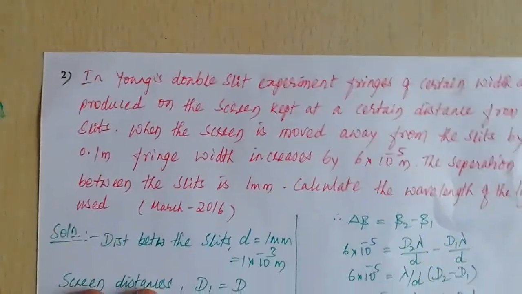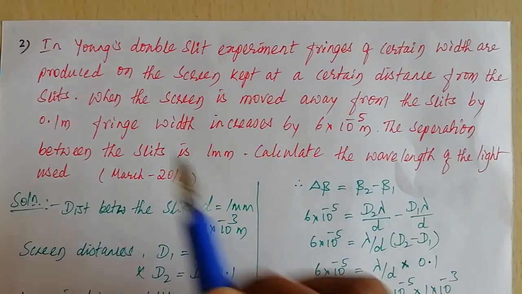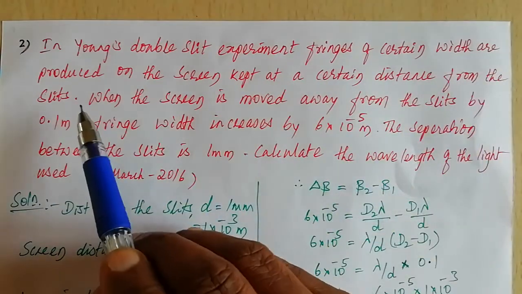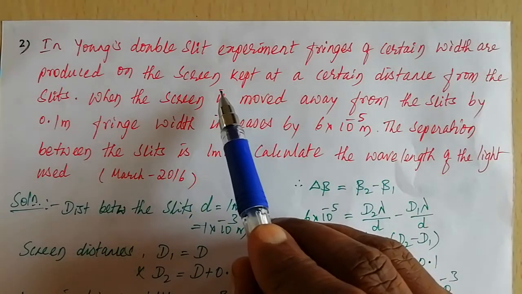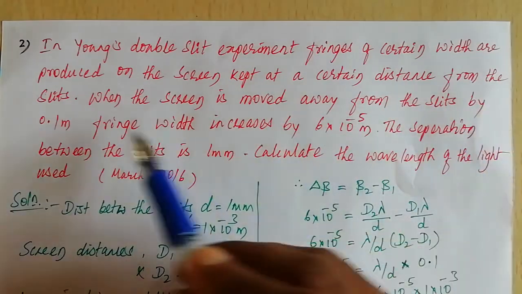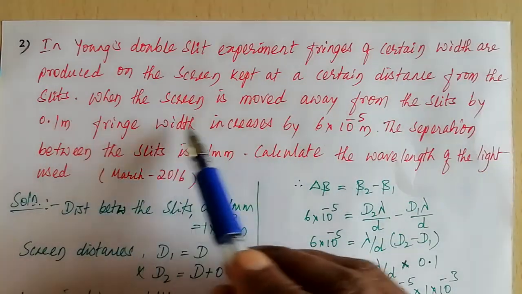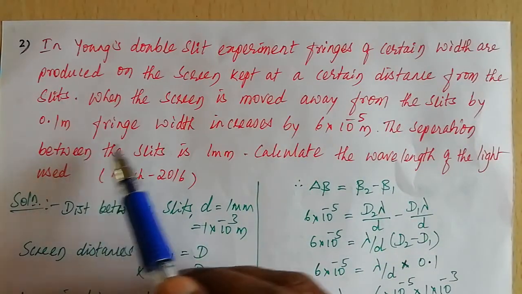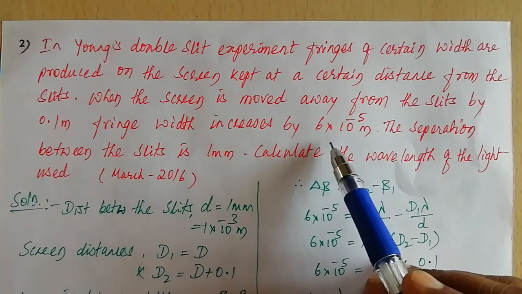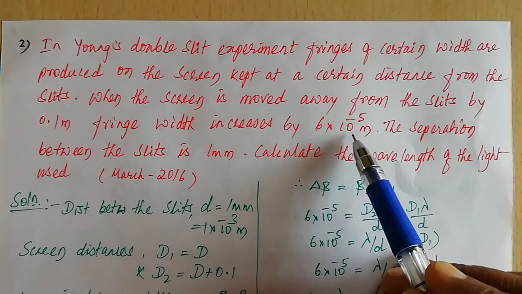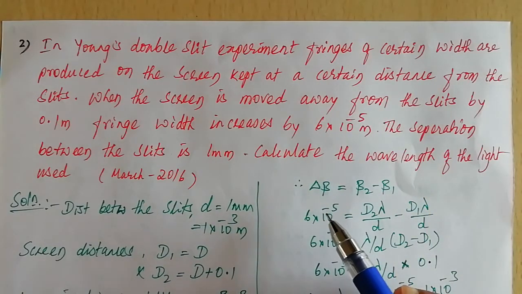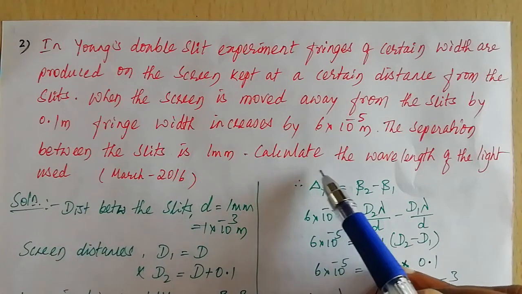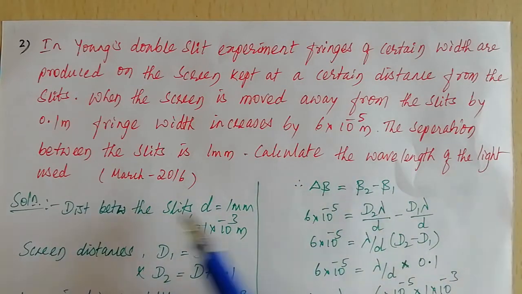The next one. In a Young's double slit experiment, fringes of certain width are produced on the screen kept at a certain distance from the slits. When the screen is moved away from the slits by 0.1 meter, the fringe width increases by 6 into 10 raised to minus 5 meter. The separation between the slits is 1 millimeter. Calculate the wavelength of light used.